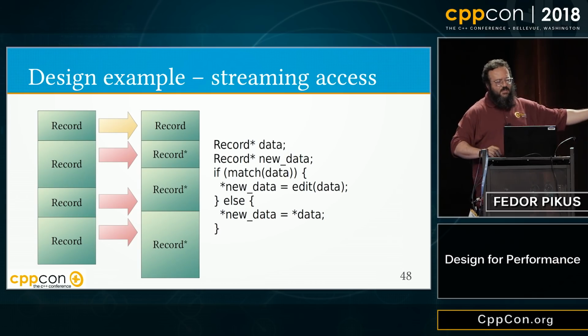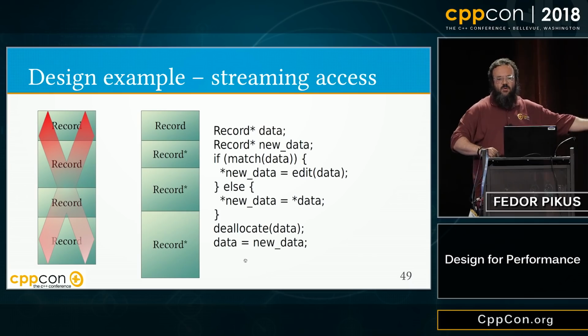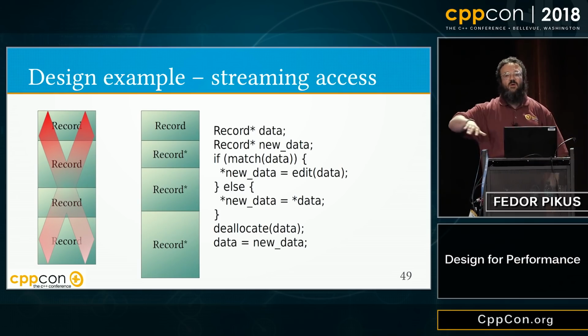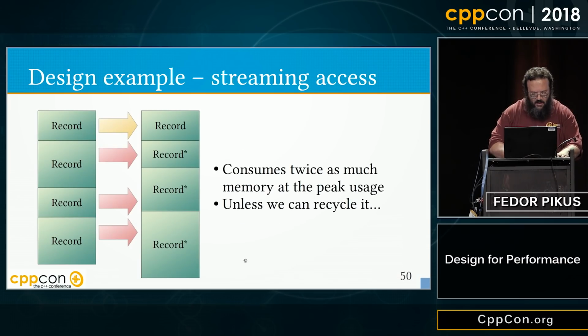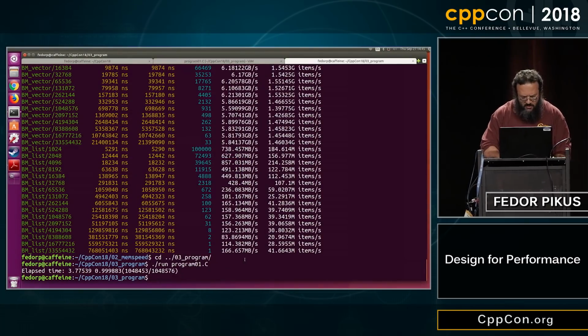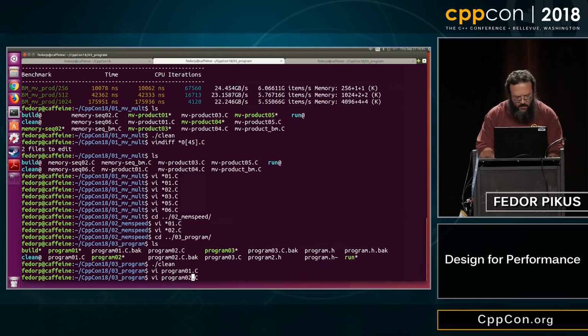So this is what the design looks like. Whether it needs to be edited or not, I'm going to copy something. If it's edited, I'm going to edit it on the fly. If it's not, I'm just going to copy the original one. And when I'm done, I'm going to delete the old chunk of memory, reallocate it. Well, I'm not going to actually delete it, I'm going to reuse it, but whatever. And do the same thing all over again, and keep doing it. It does consume twice as much memory at the peak usage, but never mind that for now. We can deal with that later.